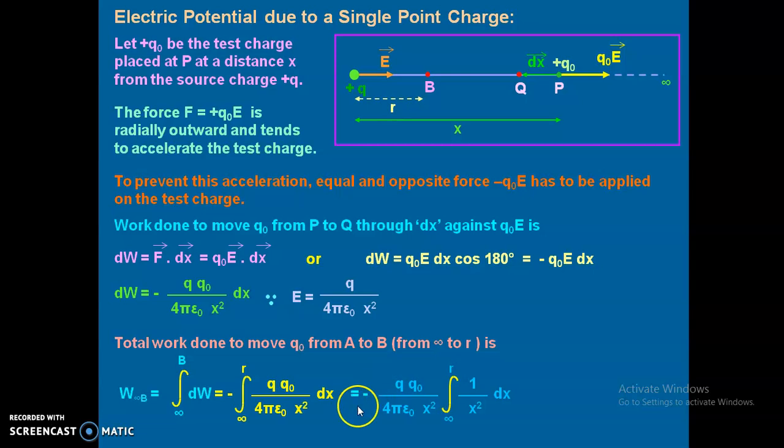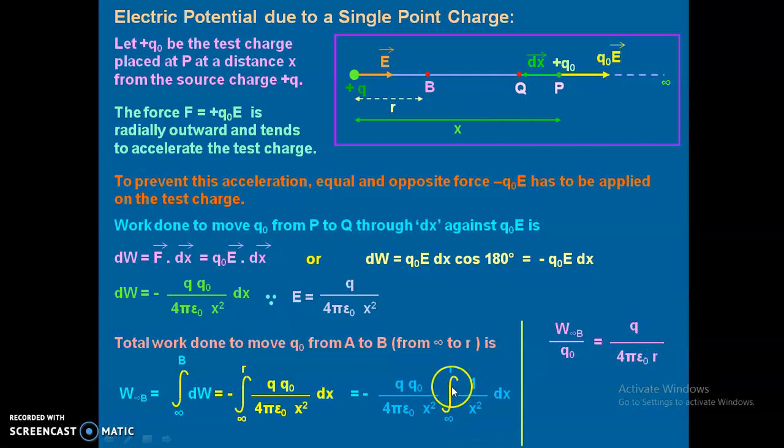So we can write: minus q naught upon 4 pi epsilon naught, integration 1 upon x square dx from infinity to R, right? And after integration, W infinity to R upon q naught, okay, we'll transfer q naught to this side. Okay, we can write W infinity dV upon Q naught is equal to Q upon 4 pi epsilon naught R.